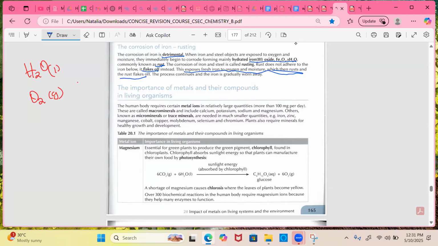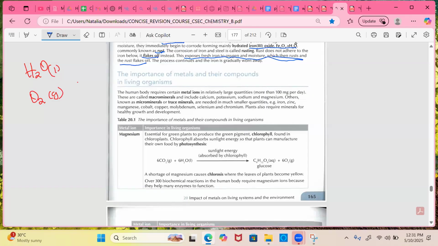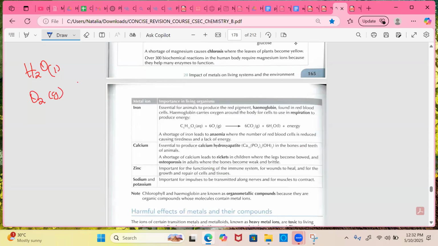Shortage of magnesium in plants will cause chlorosis, which leaves the plant leaves yellow. Magnesium is important in the human body because over 300 biochemical reactions in the human body require magnesium ions because it helps many enzymes to function. So magnesium is important for metabolic or biochemical reactions in the body as it makes enzymes. Same thing for copper. Copper is also needed to make enzymes.